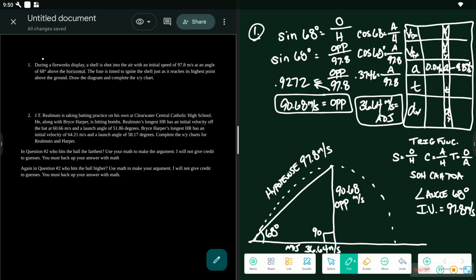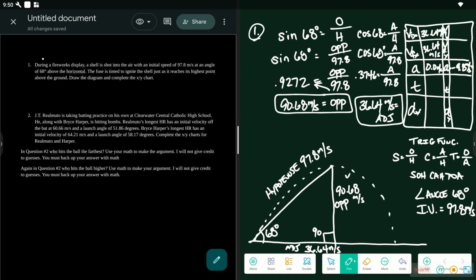This is obviously the opposite side, a vertical side. So that should give you a clue as to where those meters per second will go. And then the adjacent side is a horizontal side. So again, that gives you an idea of which way that is. So the adjacent side gives you the initial velocity of 36.64 meters per second on the x side, which means it's also the final velocity on the x side because there's no acceleration taking place on the x side.